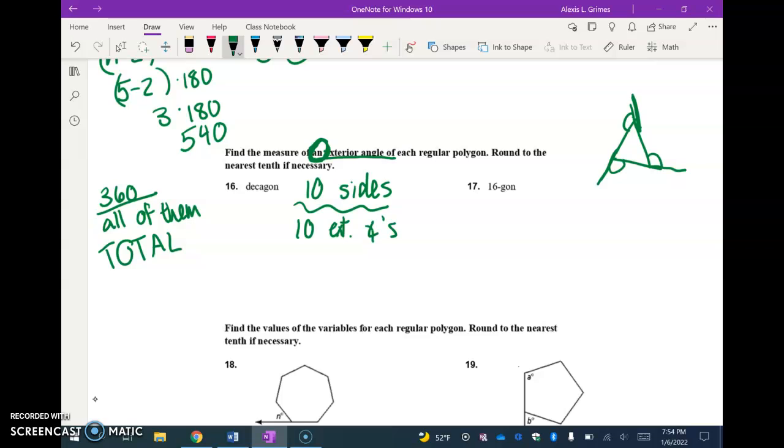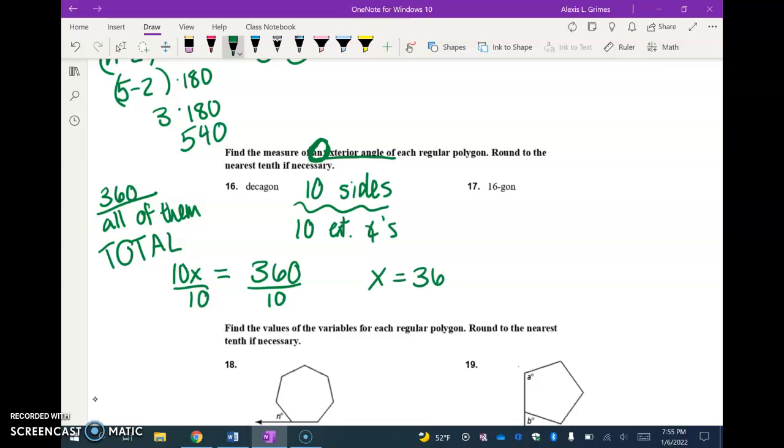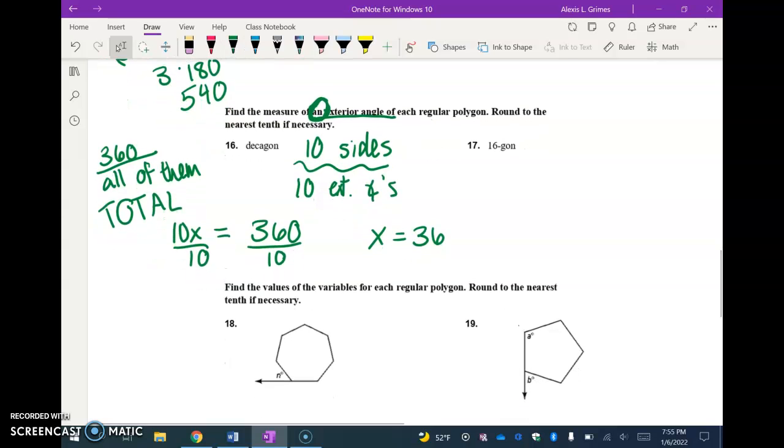And they're all the same size. So if we have 10 of them, and we know what the total is, what operation you think that's going to be there? So all of them are 360. There are 10 angles that we don't know what are, 10 x's. So you should be thinking division. 10 x's equals 360. That means that x equals 36. So you're just splitting between all of them equally. So that's going to be division.